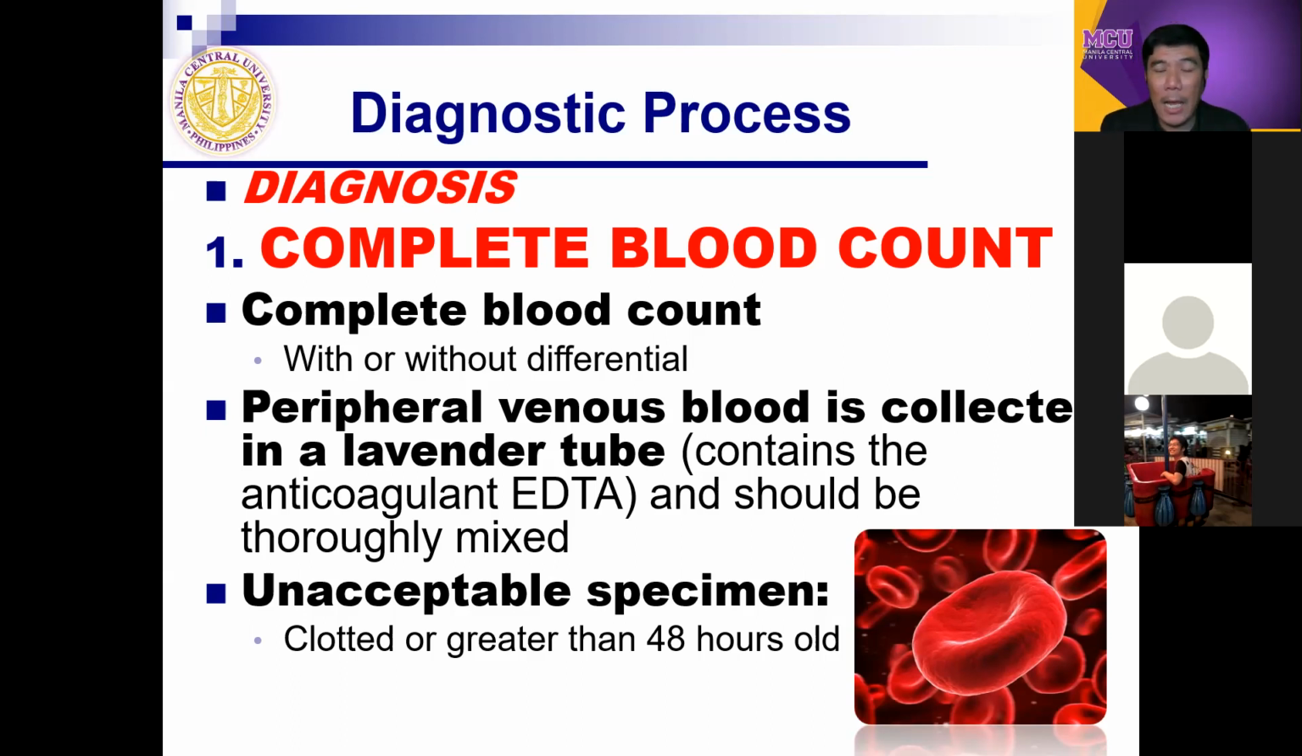Usually, the complete blood count is extracted via peripheral blood. And usually, the tube that is being used is the lavender tube. So that's the tube that is being called po on the container. And it has what we call the anticoagulant EDTA. So why does this lavender tube have this anticoagulant? Simply to avoid the clotting.